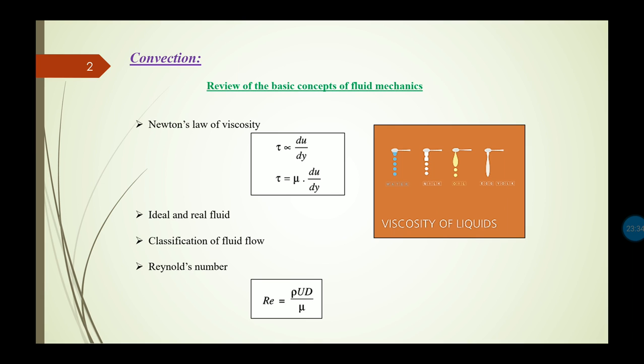Next, what are ideal and real fluids? These things we have discussed. Next, the different classifications of fluid flow, and how to differentiate between laminar and turbulent flow based on the Reynolds number and its critical value in the case of a pipe, a free surface or a flat surface. Those values we have discussed in brief till now. Let us move to the next page.